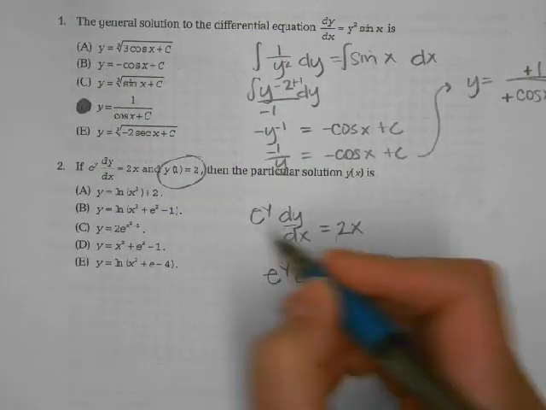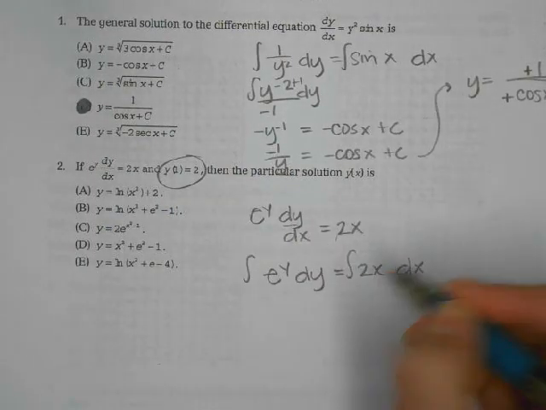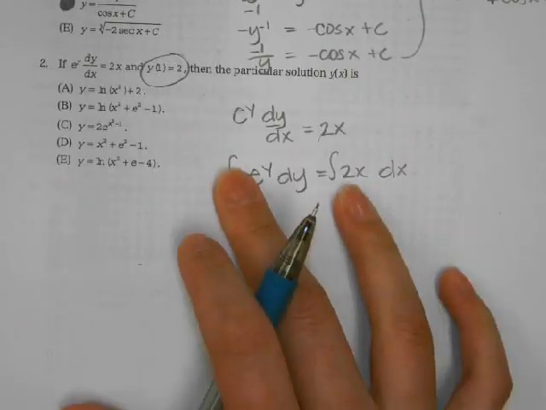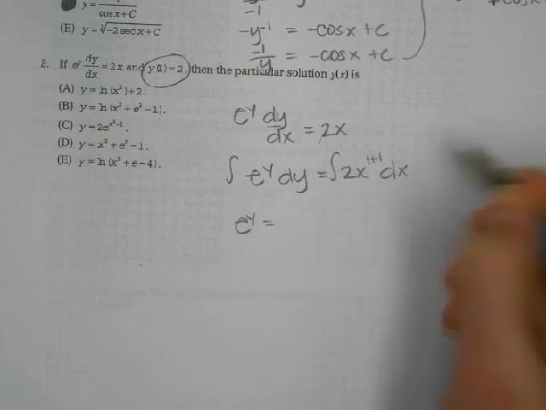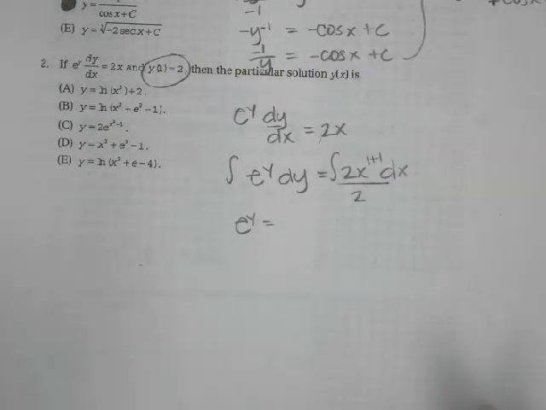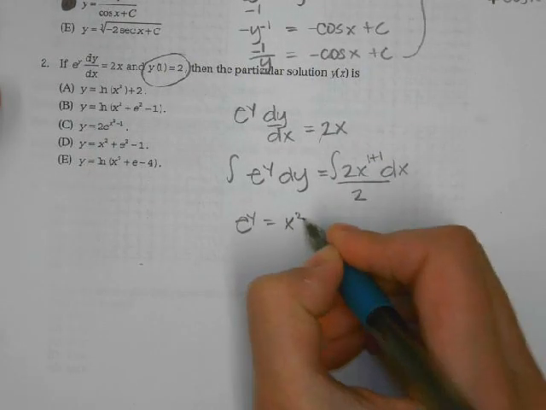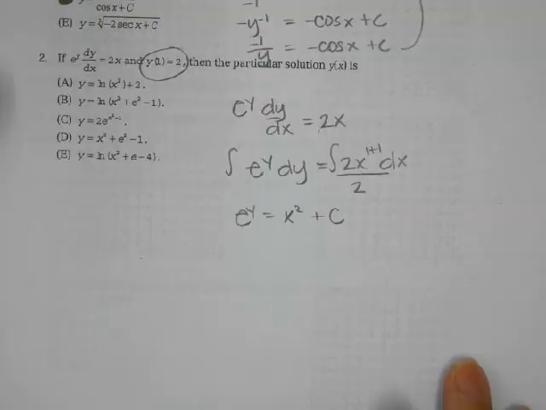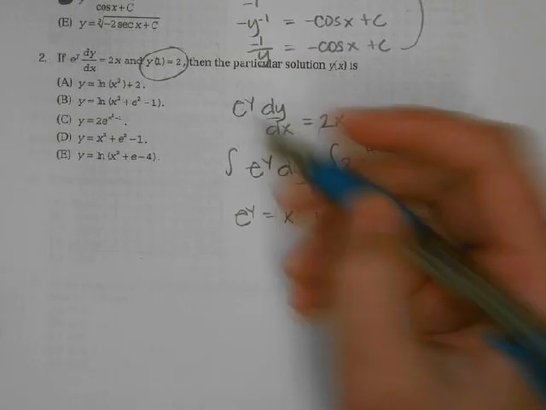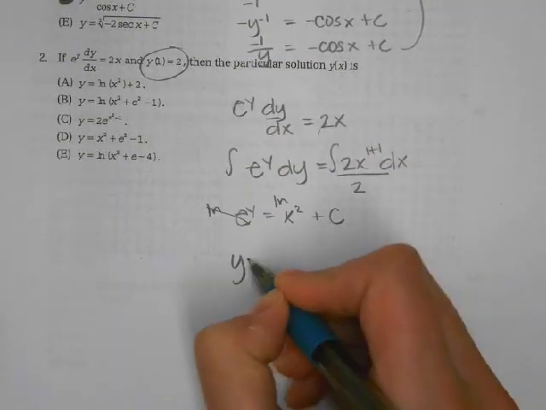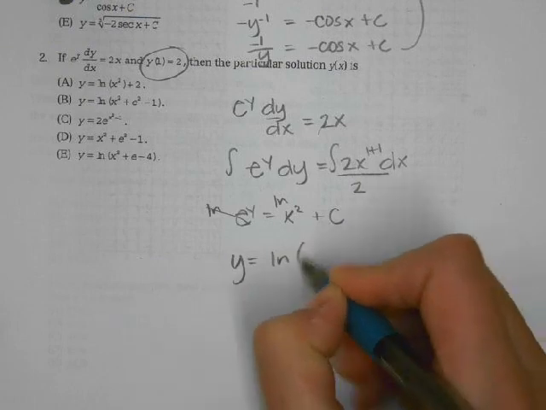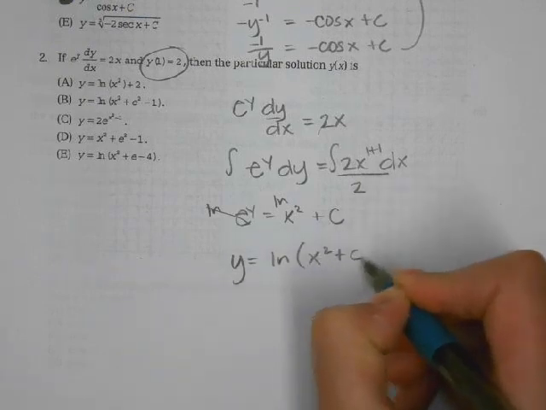And I can go ahead and integrate each side. So the integral of e to the y is still just e to the y. And then the integral of 2x is x squared plus c. And now I need to isolate the y. So the way that I do that is I ln each side. So y equals ln of x squared plus c.